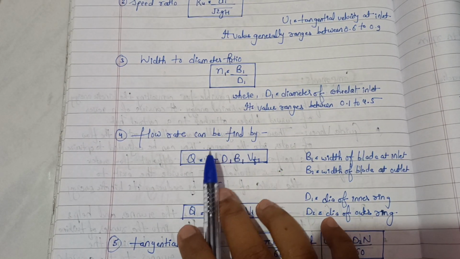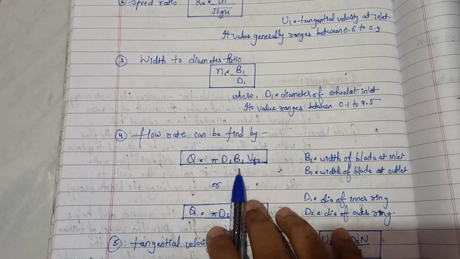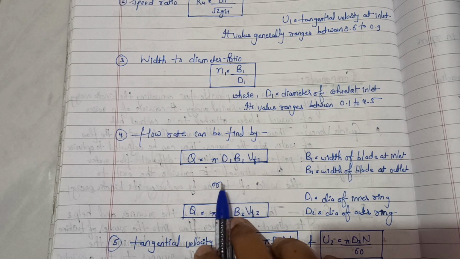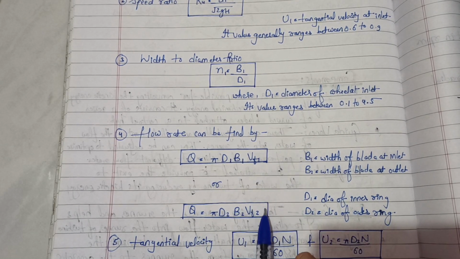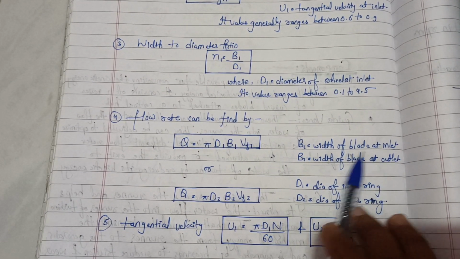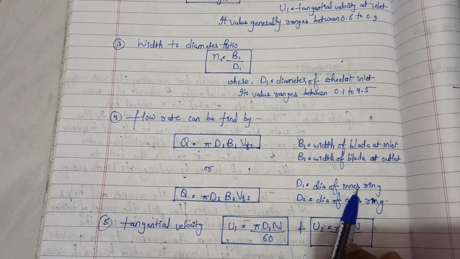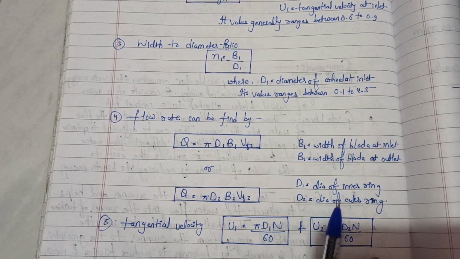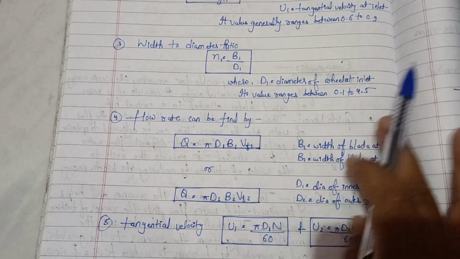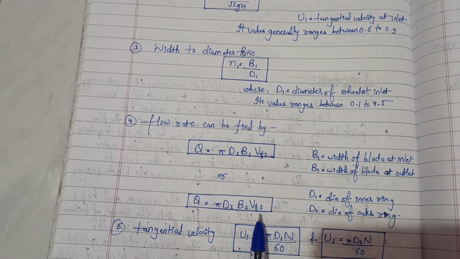Now we will move ahead to flow rate. Flow rate can be found by Q equals pi d1 b1 Vf1, or Q equals pi d2 b2 Vf2. That means both formulas are for the flow rate. b1 is the width of blade at inlet, b2 is the width of blade at outlet, d1 is the diameter of inner ring, d2 is the diameter of outer ring. Vf1 is the velocity of flow at inlet, Vf2 is the velocity of flow at outlet.